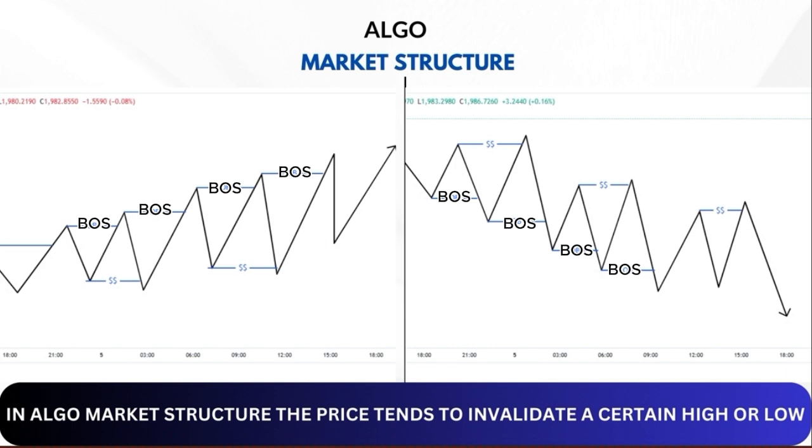So in an algo market structure, the price tends to invalidate a certain high or low. The price tends to invalidate a particular high or low in an algo market structure. So this is a sketch of what this particular structure looks like. If you look at this break of structure right here, after the break of structure, the price retraces back, sweeps liquidity, all right, breaks another structure, sweeps liquidity.